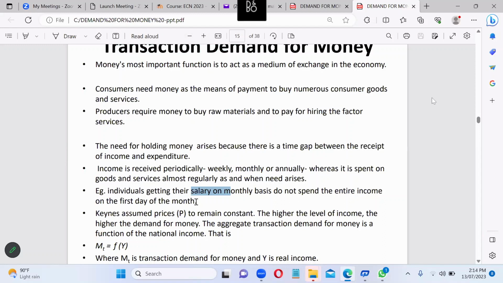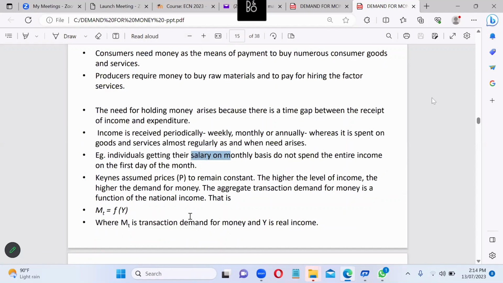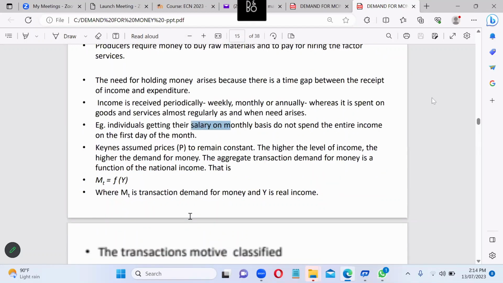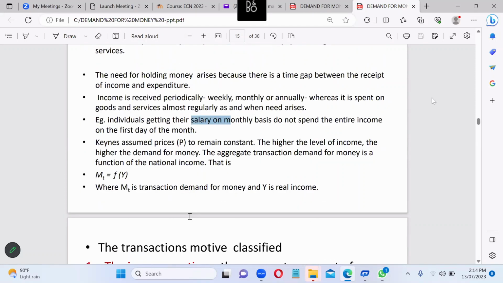That is the thing. Normally, we want to purchase goods, so we have to pay money. So we are holding money. Keynes developed this theory. So once your income increases, inflation is also increasing. Think about what I am saying.